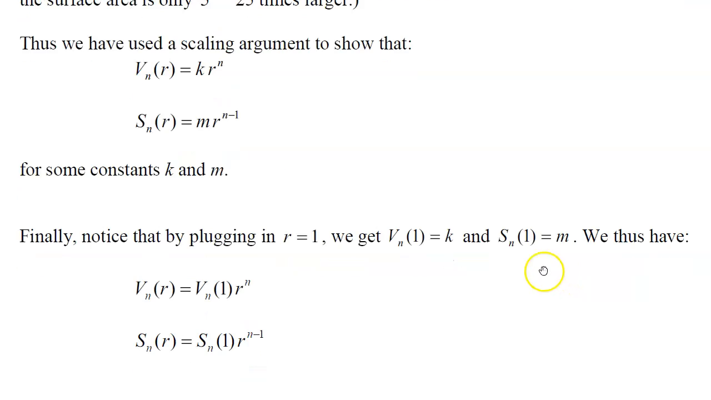So notice we can rewrite v sub n of r equals k times r to the n as v sub n of r equals v sub n of 1 times r to the n. In other words, the volume of a ball of radius r in n-dimensional space is the volume of a unit ball in n-dimensional space times r to the n. And same thing with the surface area. The surface area of a ball of radius r in n-dimensional space will be the surface area of the unit ball, the ball of radius 1, times r to the n minus 1.